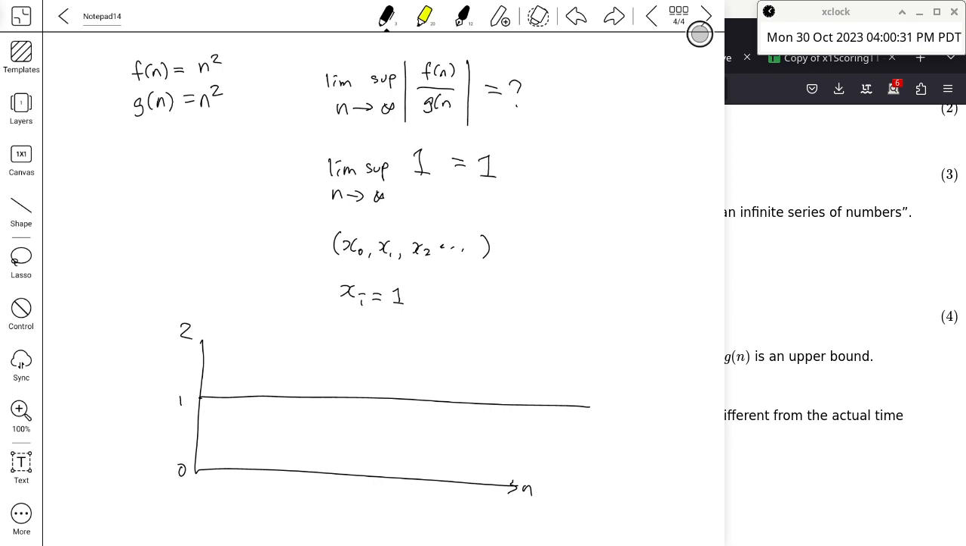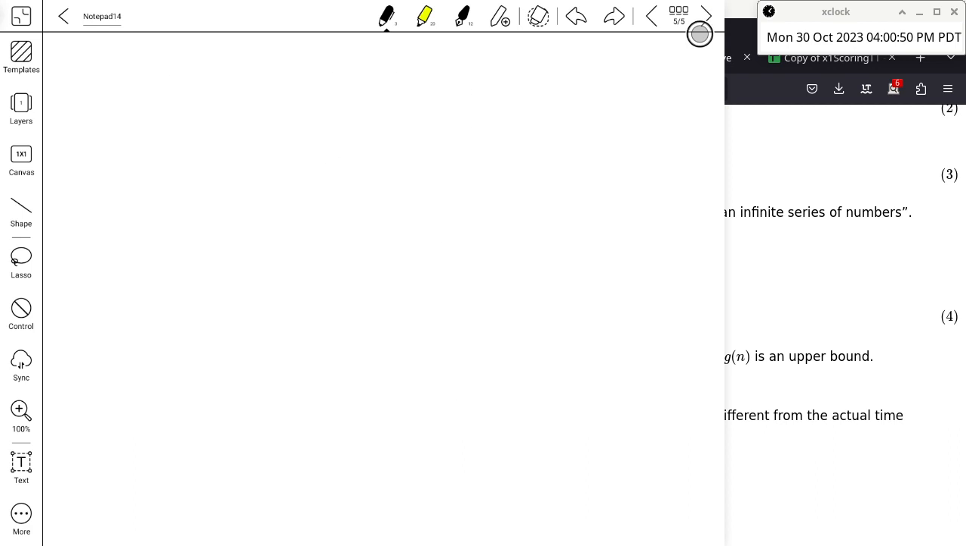One is not infinity, and guess what? g of n is the upper bound of f of n in this case, even though they are exactly the same thing. Okay, that doesn't seem too bad. Another example. f of n, which is the exact thing that we are looking for, is n. g of n is n squared. Okay. So now we do the same thing.